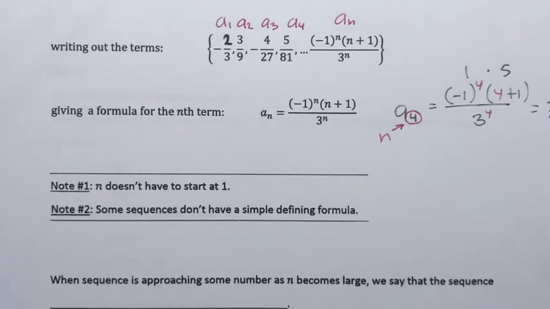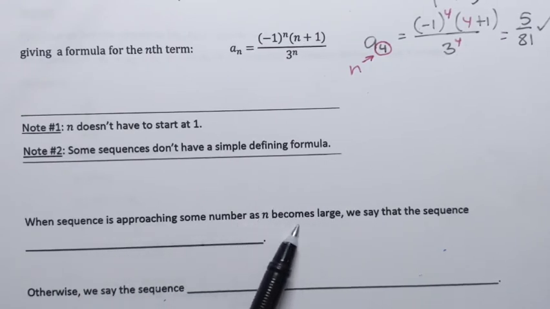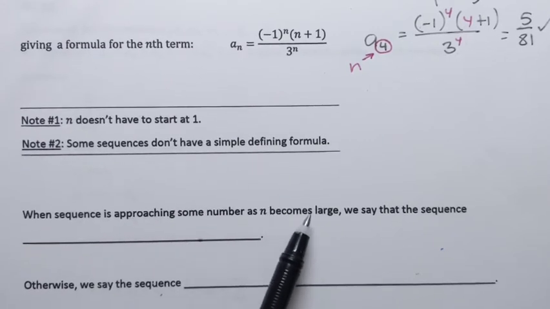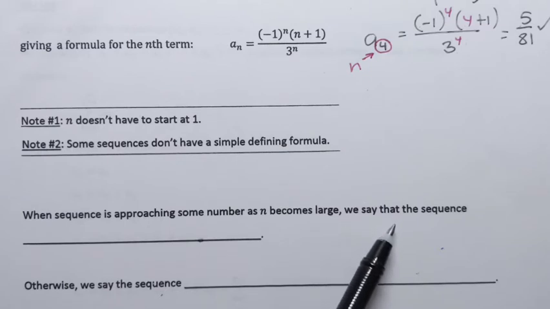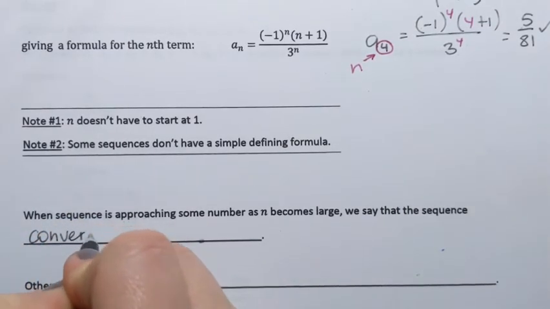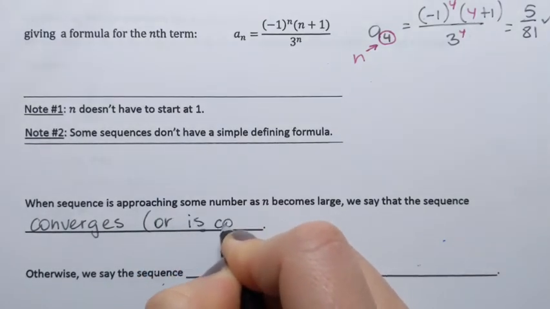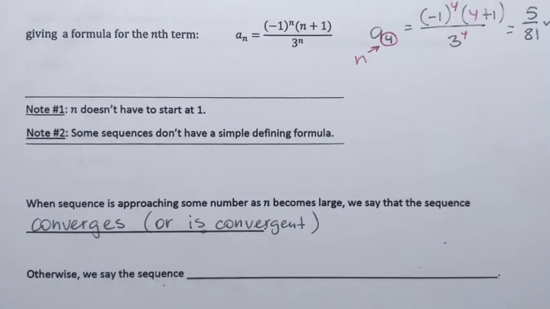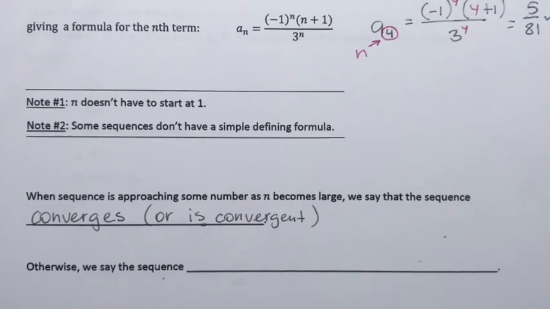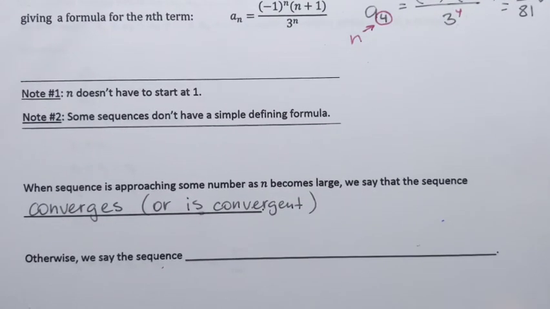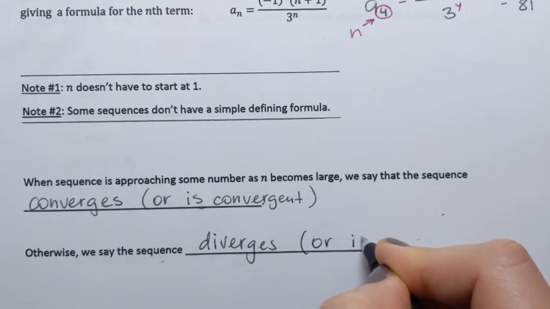And finally, we're going to talk about convergence and divergence of a sequence. When a sequence is approaching some number as n becomes large, meaning that we're moving further and further along the sequence, and we notice that terms of the sequence are approaching some number, in this case we say that the sequence converges, or we can also say it is convergent. And otherwise, in other words, if we move along the sequence and we see that terms of the sequence do not approach a specific number, then in this case we say that the sequence diverges, or I can also say the sequence is divergent.